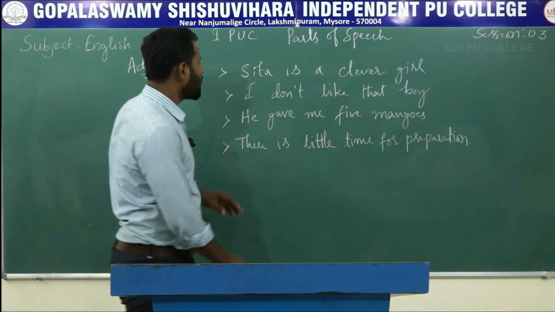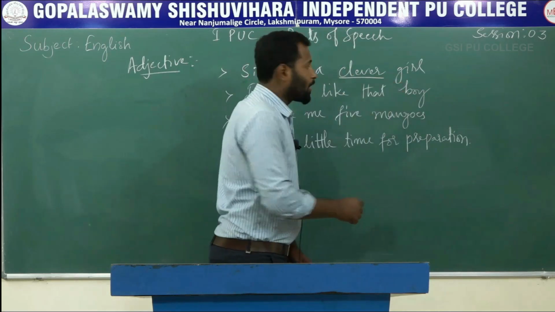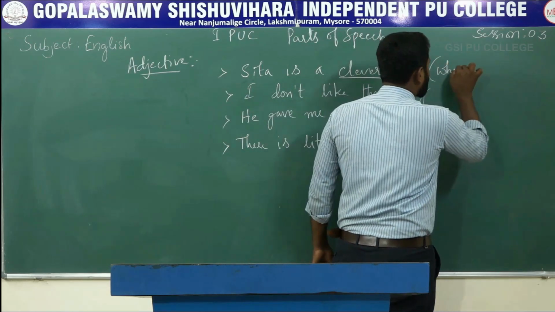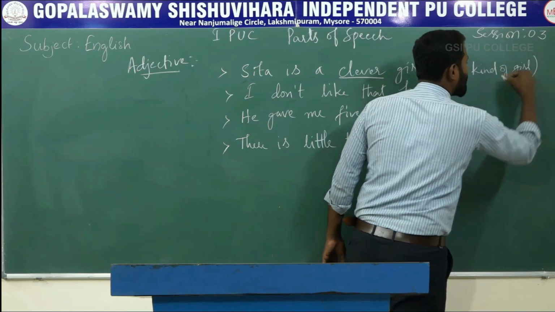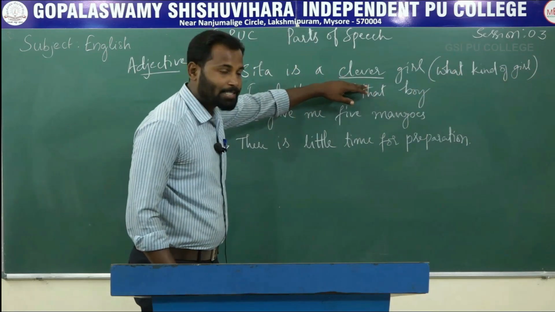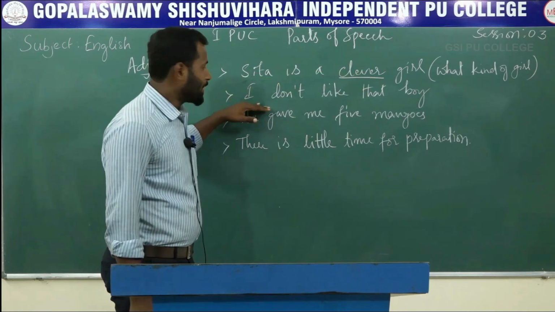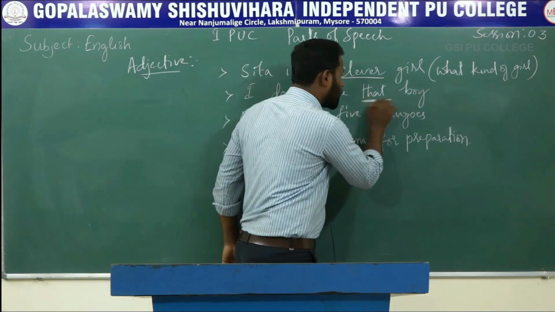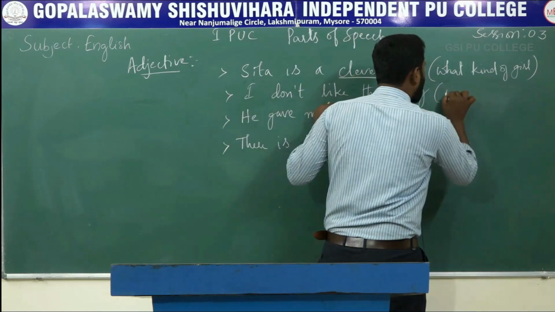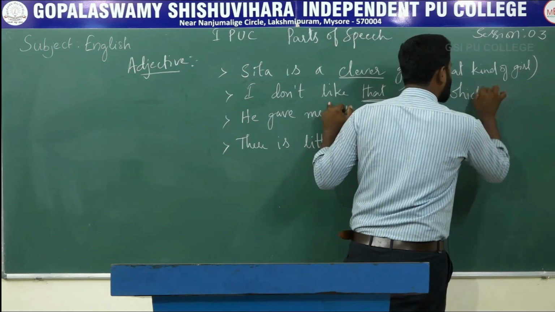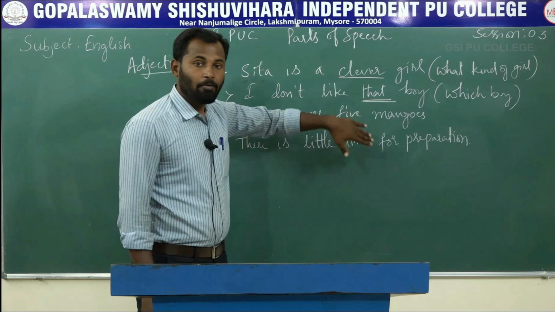In the first example, Sita is a clever girl. Here the word clever describes what kind of girl Sita is. So in the second sentence, I don't like that boy. Here the word that describes which boy you don't like. Which boy. The same way, he gave me 5 mangoes.